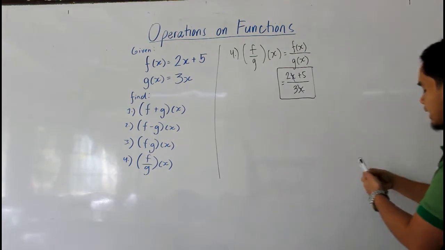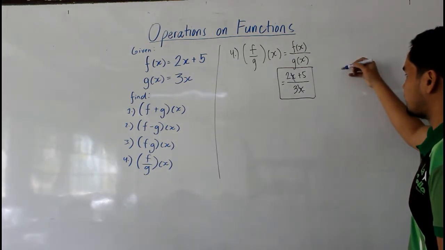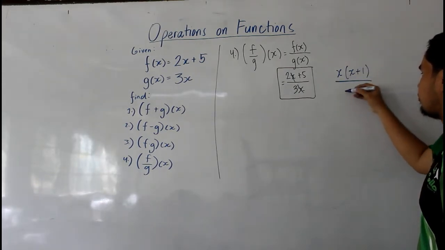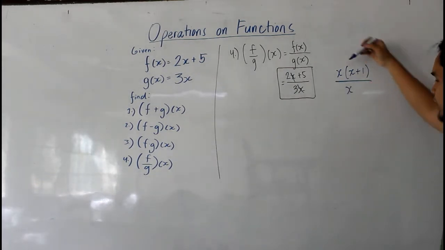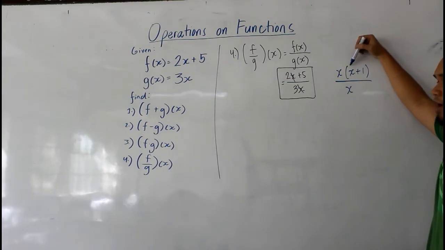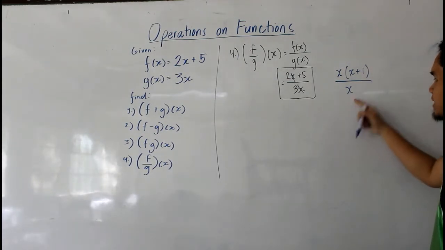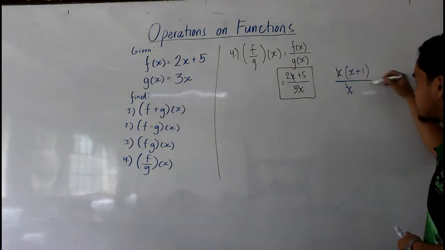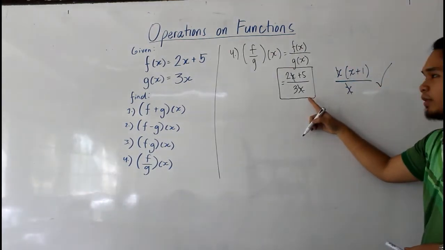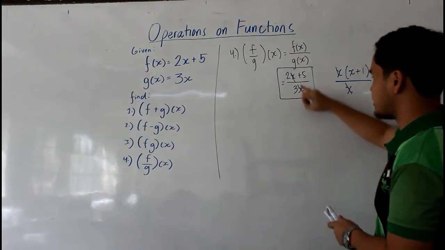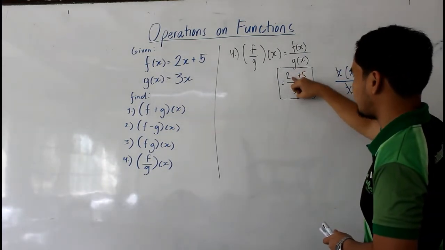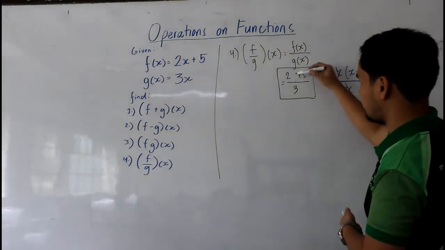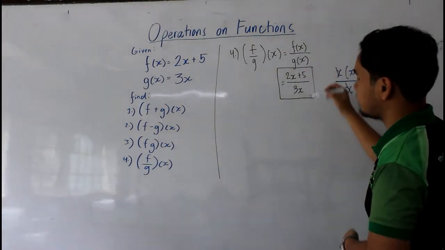We can cancel something like, say we have x times x plus 1 over x here. Notice that x is a factor of the numerator, and x is a solitary term in the denominator, so we can cancel this. But this is proper, this is improper. So just take note of that as a common wrong practice. So this will be our answer.